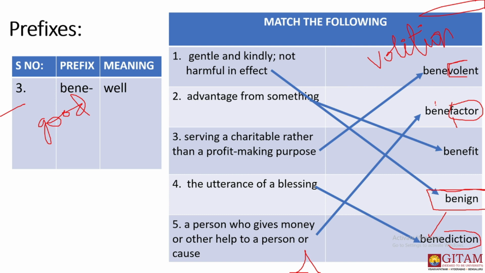Now, bene means good. So, what do you call a doer of good? Someone who does good to you. Someone who does. Mother Teresa, Bill Gates. Look at all these people. They do good to others, right? They donate money. So, they are benefactors. A benefactor can help many poor people get education, right? Benefactor.